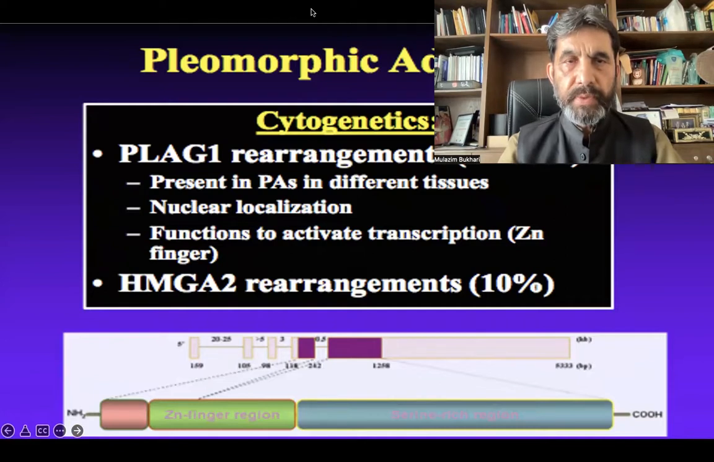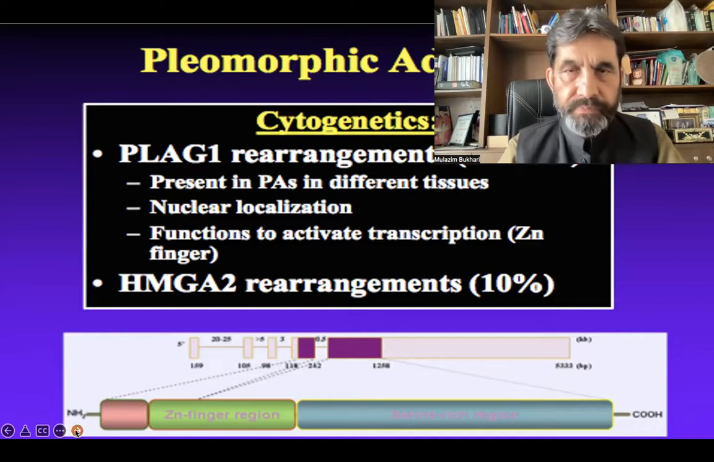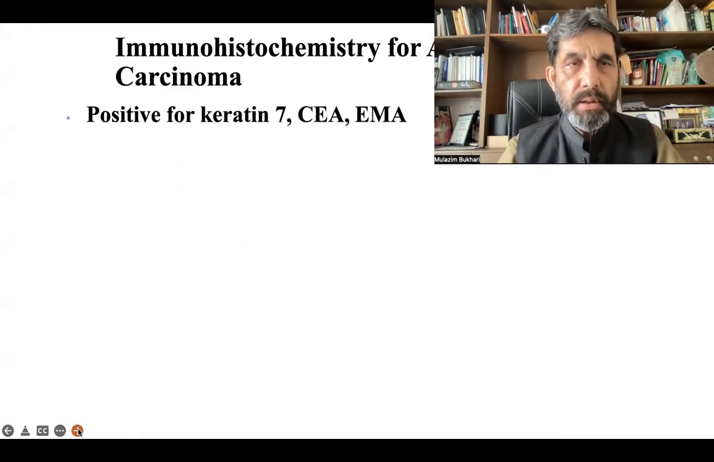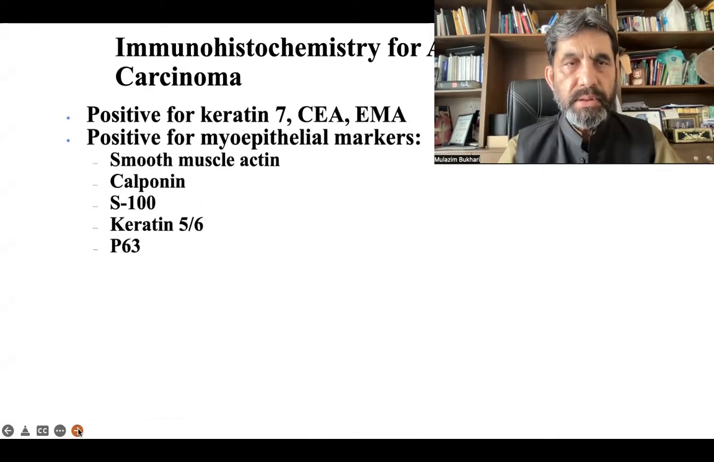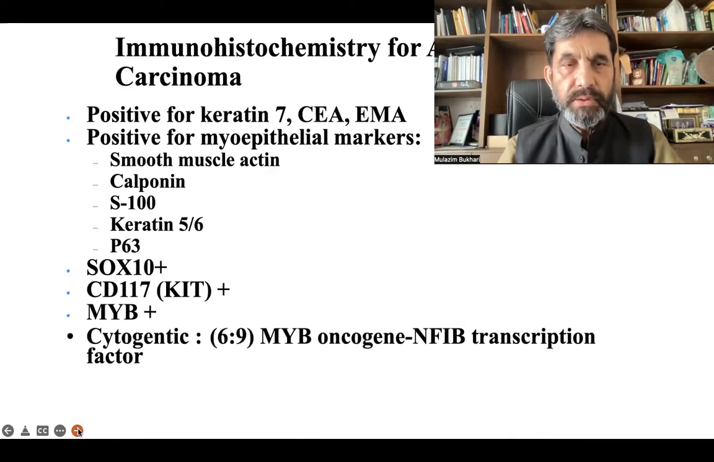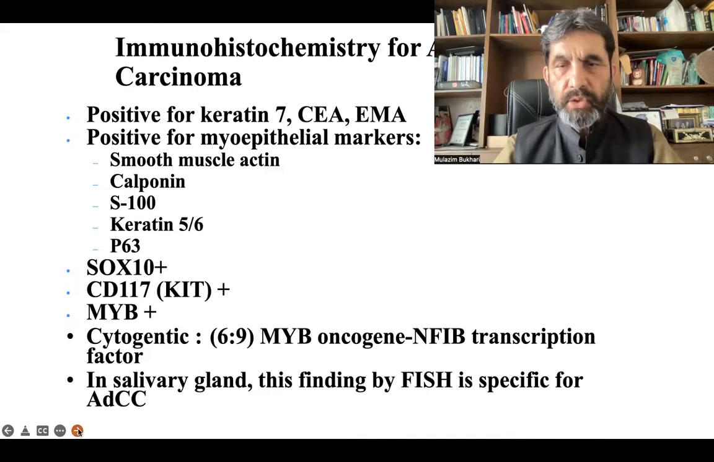PLAG1 rearrangement, many times we discussed, and the HMGA2 region is present. This is the region where the translocation, the zinc finger region translocation, I have discussed. So for adenoid cystic carcinoma, once again the summary: positive for cytokeratin, CEA, muscle actin, calponin, S100 protein, P63, cytokeratin 5-6, SOX may be positive, CD117 KIT is positive, cytogenetic translocations may be oncogene. MYB is more specific, and transcriptional factors can be produced.